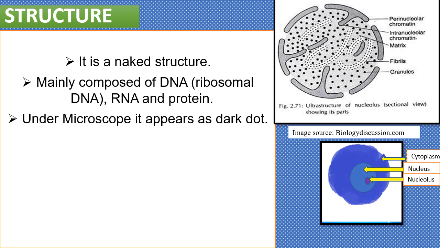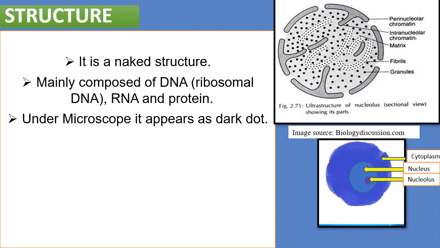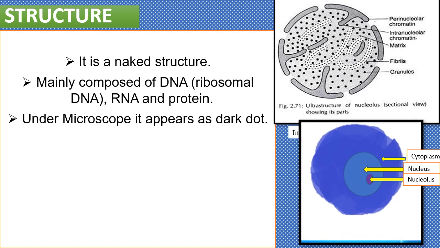When the nucleus is stained with a variety of nucleic acid stains, the nucleolus appears as a dark dot, and in this diagram we can see that this dark dot is the nucleolus. So under the microscope, the nucleolus appears as a dark dot.